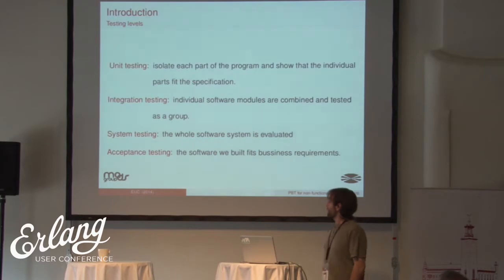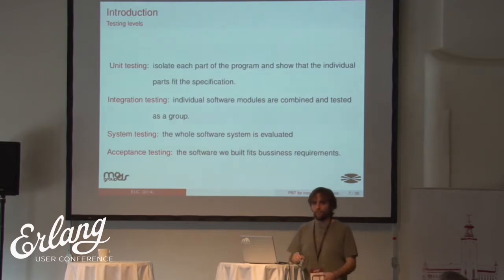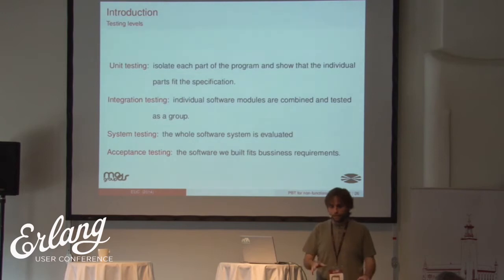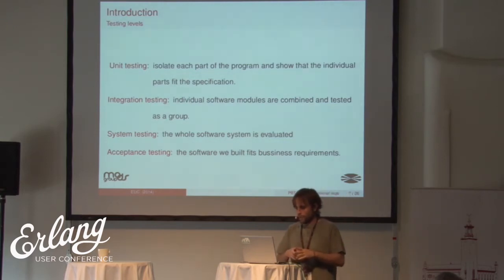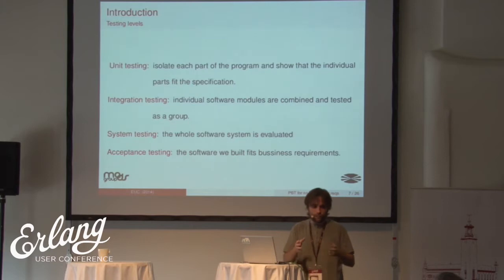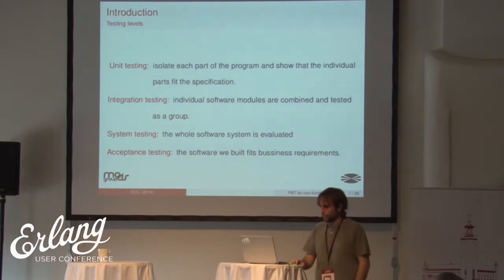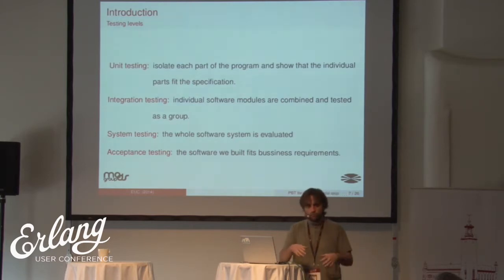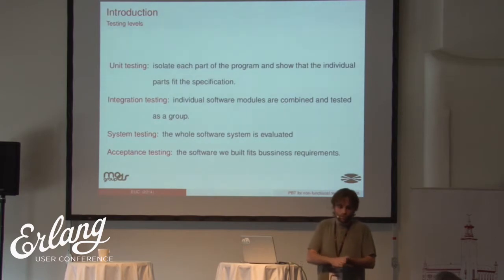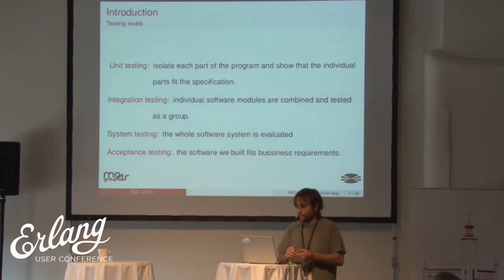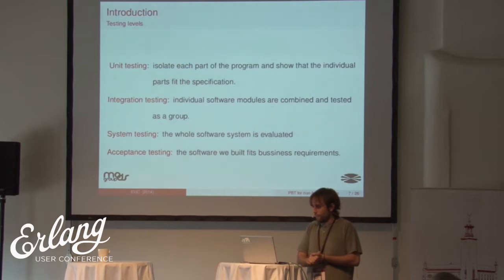And finally, a typical list of testing levels. Unit testing refers to testing a component in isolation. Integration testing, testing some components as a set and checking the interactions between them. System testing refers to checking the system as a complete unity. And finally, acceptance testing refers to checking if the business requirements are verified.